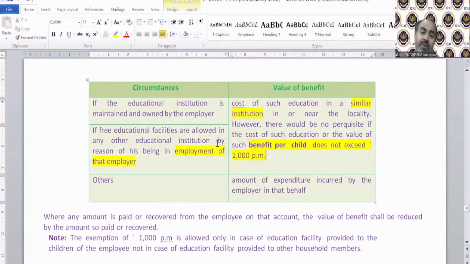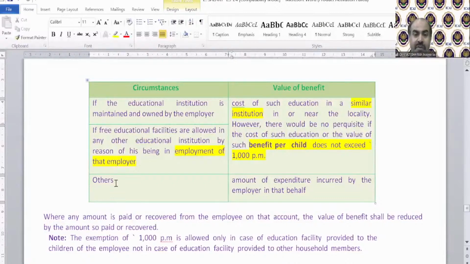Remember, there is a concept of children education allowance, and that is 100 rupees per month per child for 2 children only. There is no limit on the number of children over here. If I have 3 children, even then 1,000 per month per child is going to be exempted.